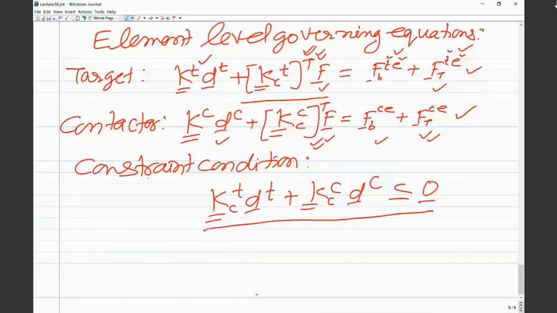Inequality constraint. Yes. First, we have to separate out the elements that are in contact and those that are not in contact. Yeah, that has to be done. Then we apply the differential equation for the element level governing equation for each element. And then, of course, after this, you have to do the assembly of all these equations, and then the solution, all those steps will be there. Okay, sir. So KCC and KCT for those not in contact are zero. Yeah, they will be null matrices. Okay, sir.